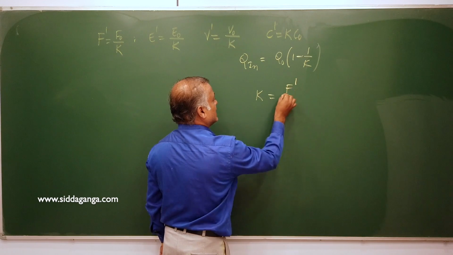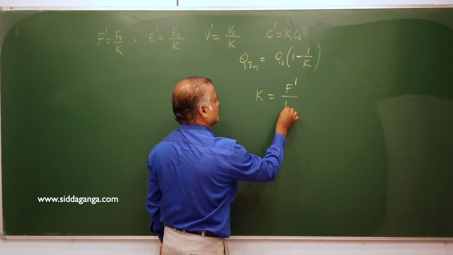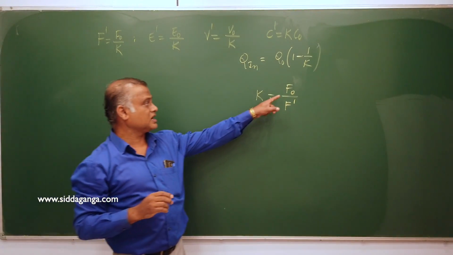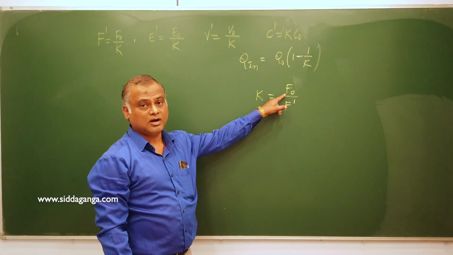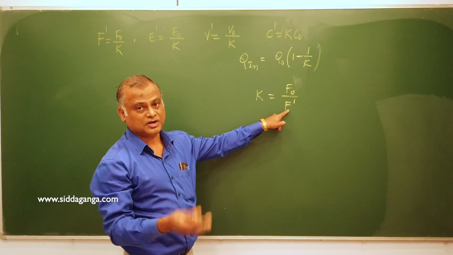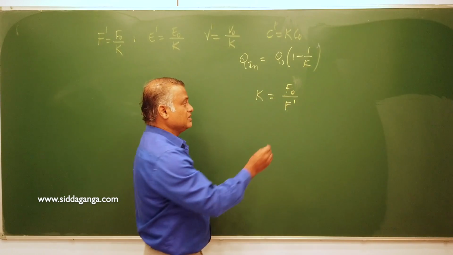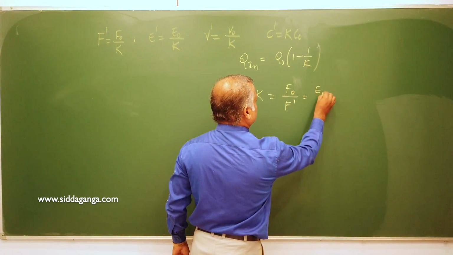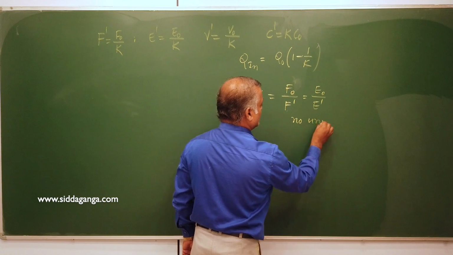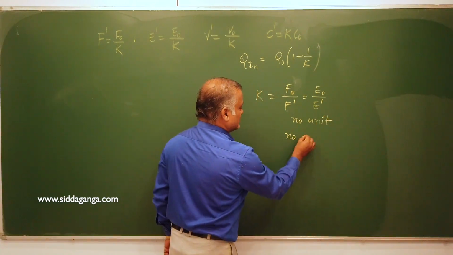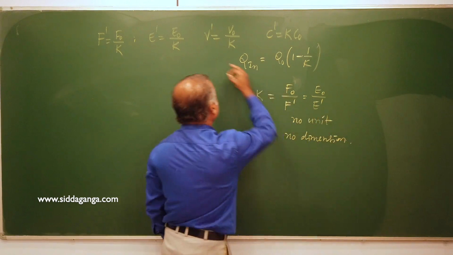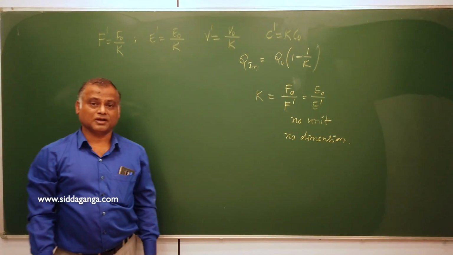new force F dash divided by F. F naught divided by F dash. F naught is the initial force before placing the dielectric media. F dash is the new force after placing the dielectric media. This is also taken as E naught divided by E dash, which has no unit, no dimensions. All this has been discussed now.